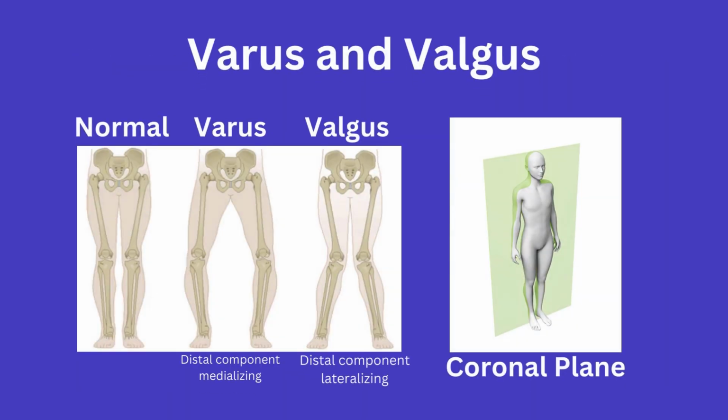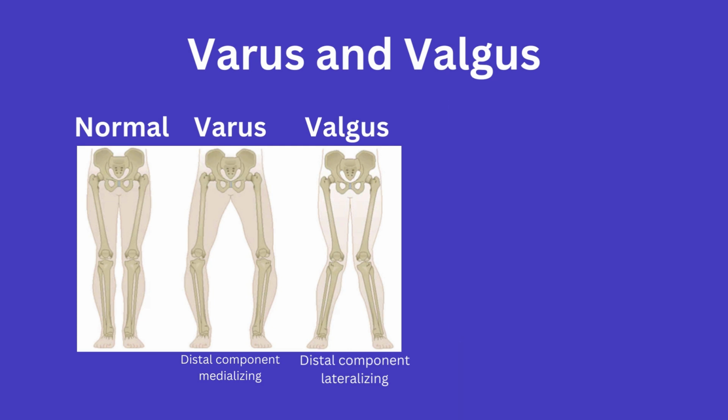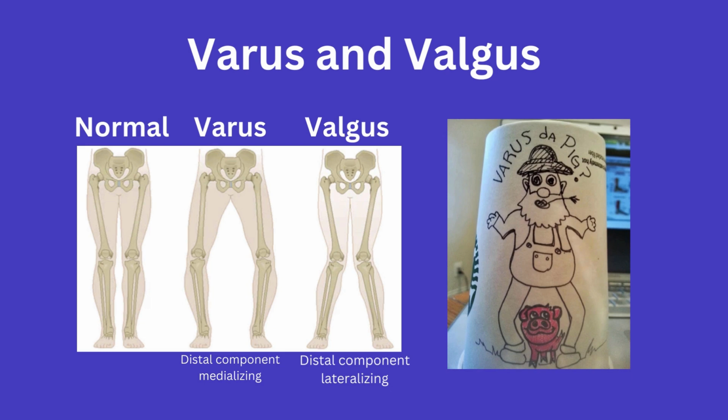Let's start off with varus and valgus. These two terms are used to refer to angulation in the coronal plane. Varus has apex lateral with the distal component more medial in comparison to the proximal component, and vice versa with valgus, the apex is medial with the distal component being more lateral. This drawing helped me early on when trying to remember varus versus valgus, so just dropping it here.